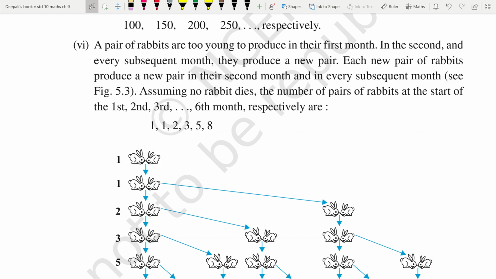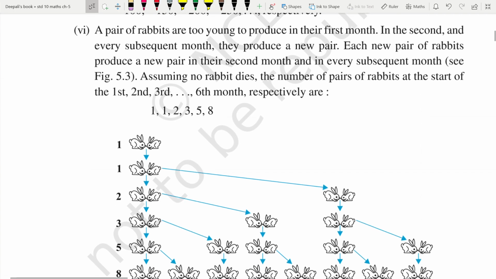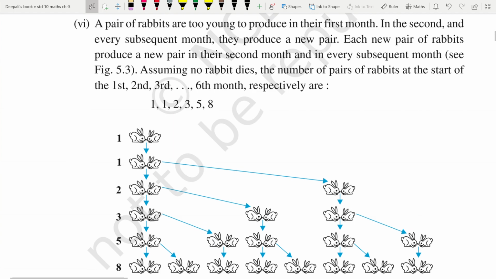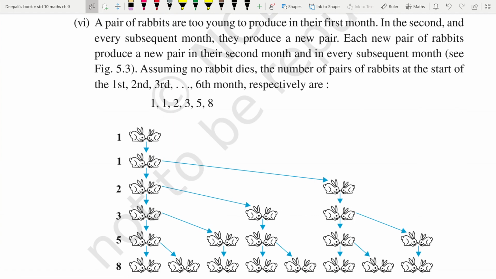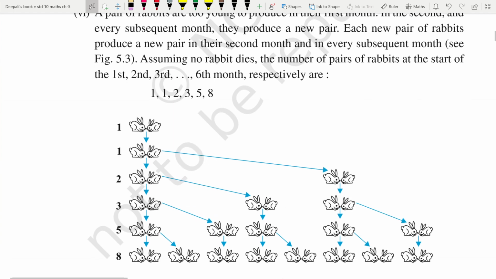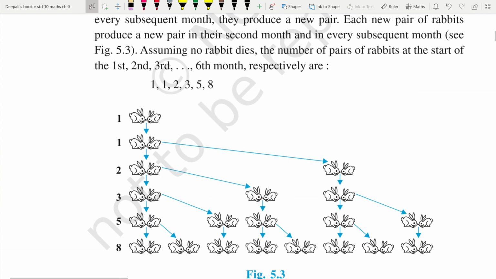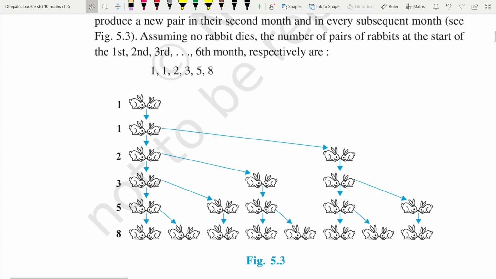Now there is a very interesting experiment and an example here which you might study in biology. A pair of rabbits is too young to reproduce in their first month. In the second month, and every subsequent month, they produce a new pair. Each new pair of rabbits produces a new pair in their second month, and in every subsequent month. Assuming no rabbit dies, the number of pairs of rabbits at the start of the first, second, third till 6th month respectively are 1, 1, 2, 3, 5, 8.